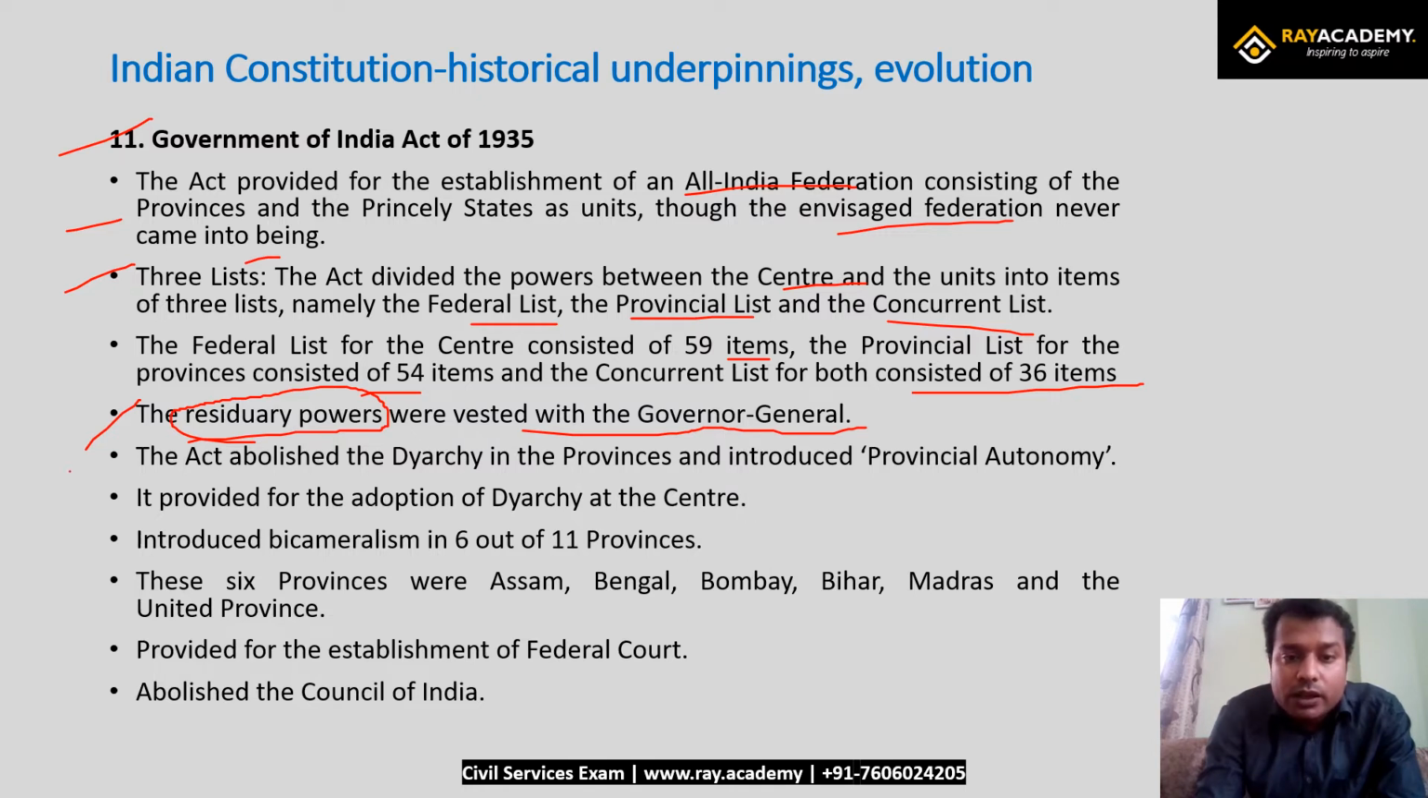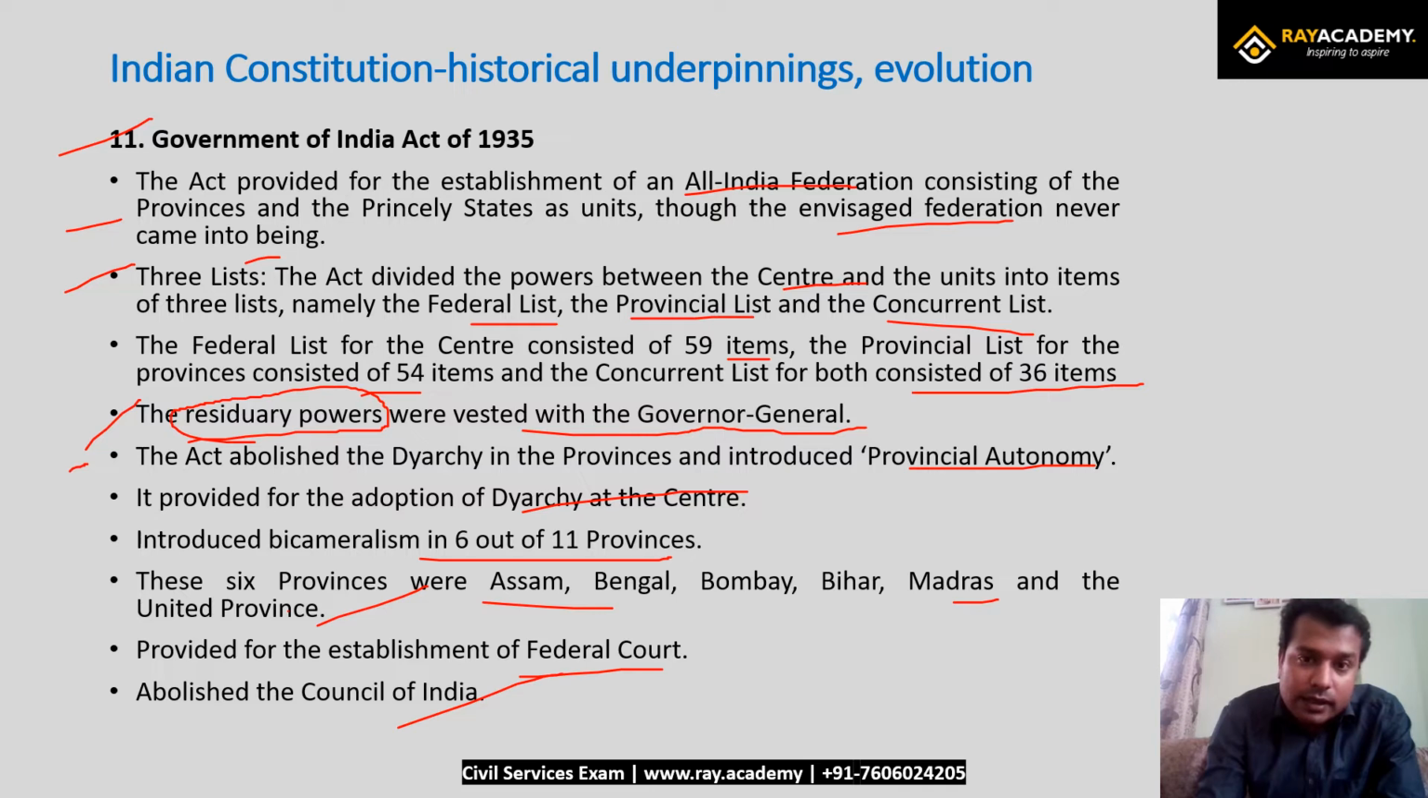The act abolished the diarchy in provinces and introduced provincial autonomy also. It provided adoption of diarchy at the center and introduced bicameralism in 6 out of 11 provinces. These 6 provinces were Assam, Bengal, Bombay, Bihar, Madras and the United Provinces. It also prohibited the establishment of a federal court, and it abolished the Council of India. So that is all about the Government of India Act of 1935.